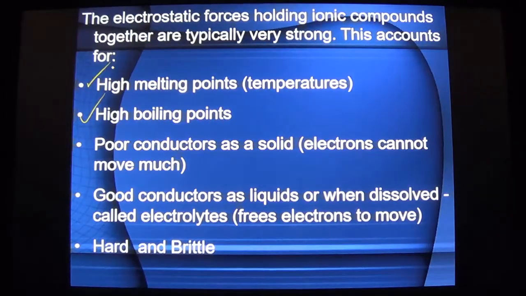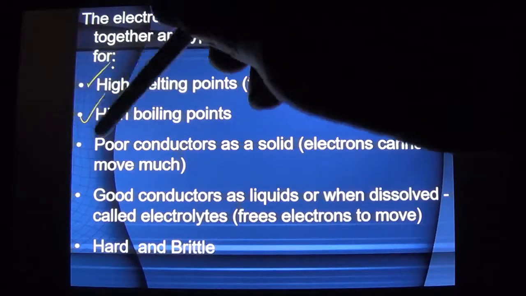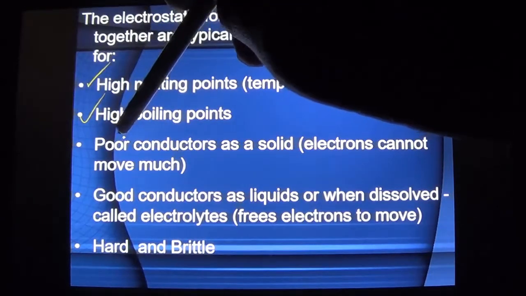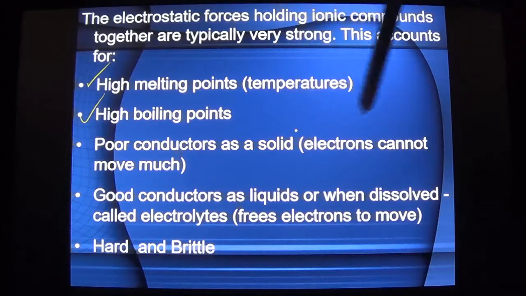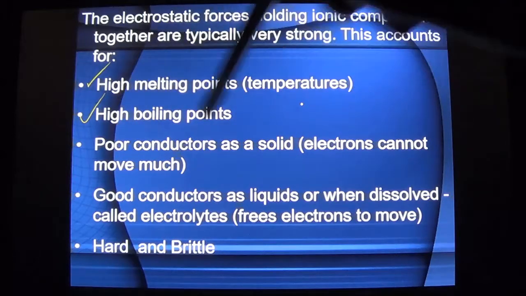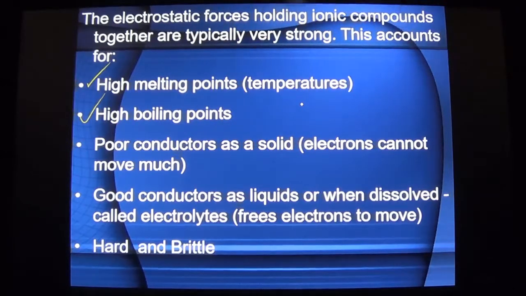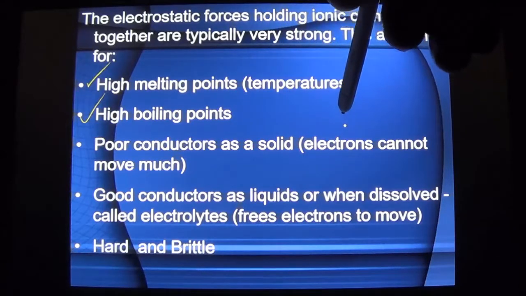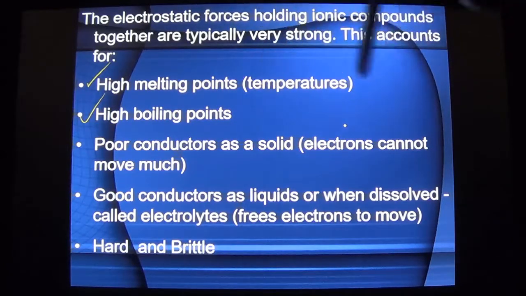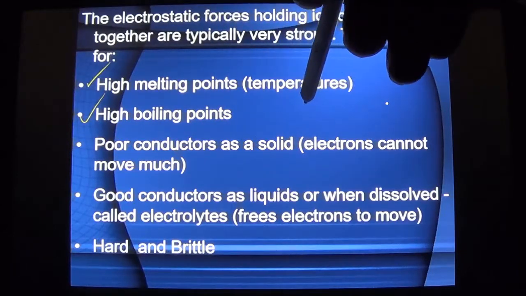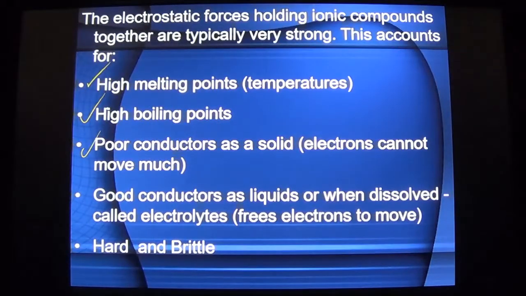Okay. And then we have poor conductors. Ionic compounds are poor conductors as solids. The electrons are stuck. They can't move. They've been captured. Remember that transfer? They've left one ion, they've joined another, the atoms are ions, they're all stuck together. So they're poor conductors of electricity as solids.